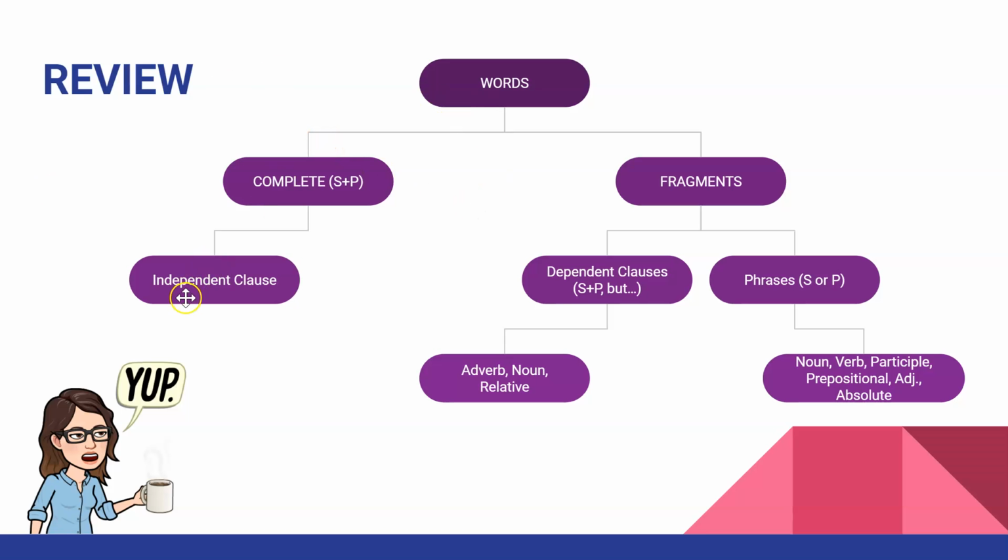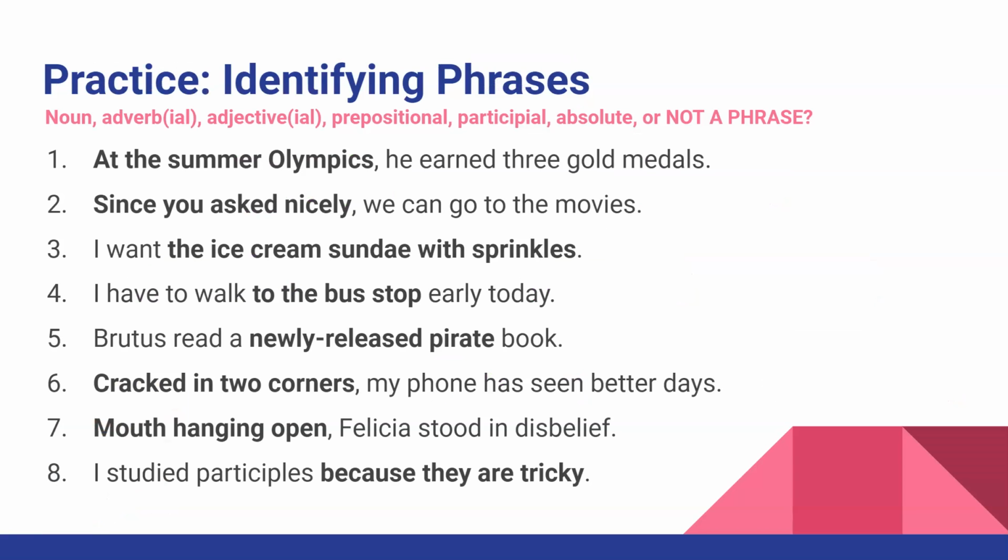And again, to review, you have complete clauses. And then in the fragment world, all fragments are either dependent clauses or phrases or just single words. Okay? Any group of words will be a dependent clause or phrase. And then we talked about these 6 phrase types that have either a subject or a predicate, but not both. So, it's practice time. Take a look at these 8 sentences and tell me if the bolded part is one of the 6 phrase types or if it's not a phrase at all, if it's actually a dependent clause. You might want to pause the video to think about it.